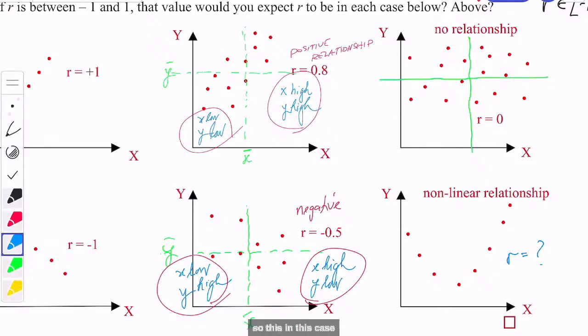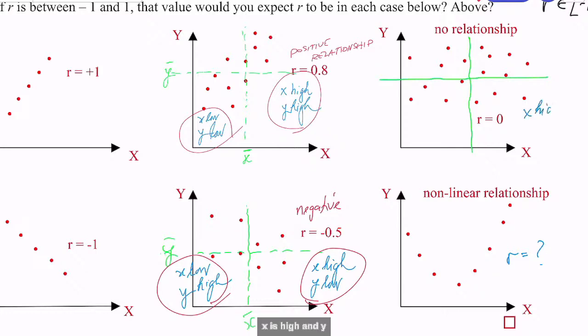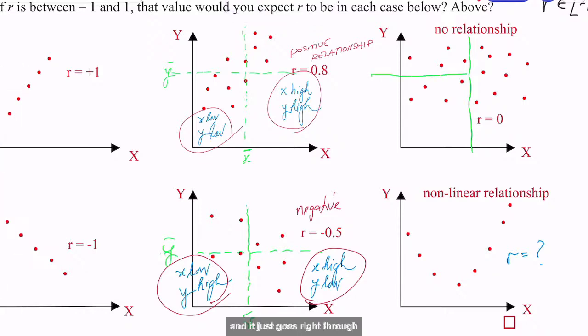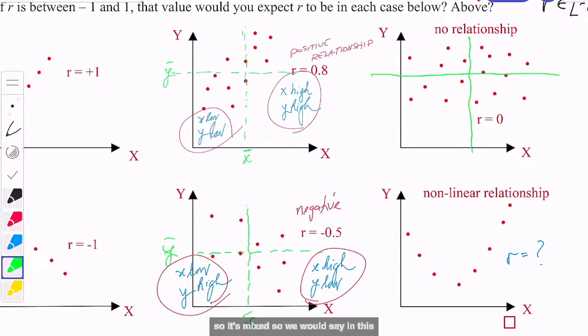So in this case, x is high and y is high, but it's like in both, isn't it? I actually think my bar needs to be higher. Hold on, let me go back. I'm going to make my y bar a little higher. And it just goes right through. And you see I have about the same amount in each quadrant. So it's mixed.